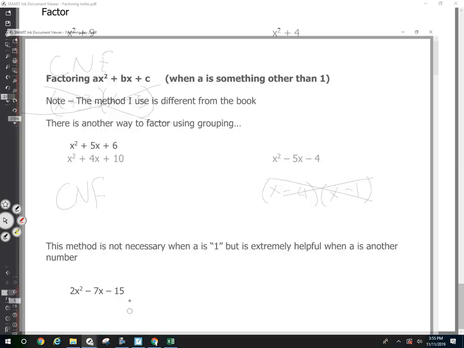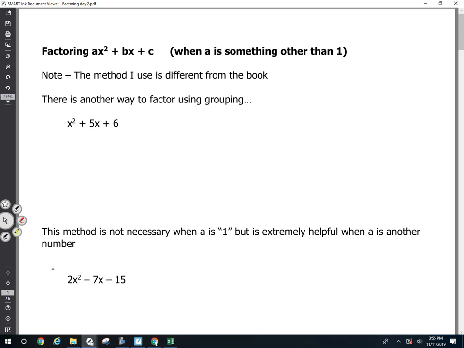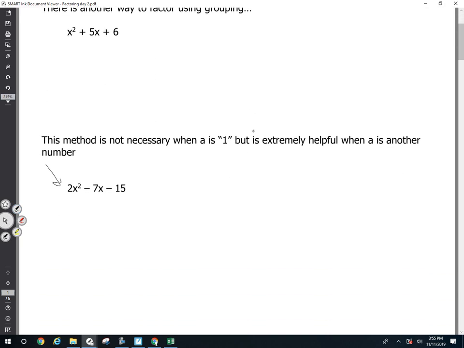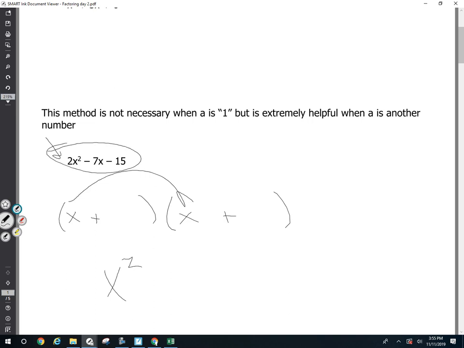We need to be able to factor things that are a little bit more difficult than just x squared plus 5x plus 6. This guy right here, 2x squared. I know right away this is not x plus something times x plus something. Am I right? Why not? Because I need to have 2x squared. And I know if I distribute this x to this x, I'm going to get x squared. And it's like, no, that's not it. I need 2x squared.